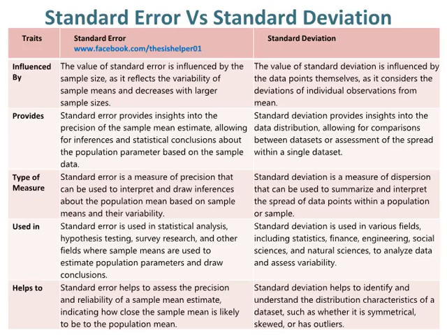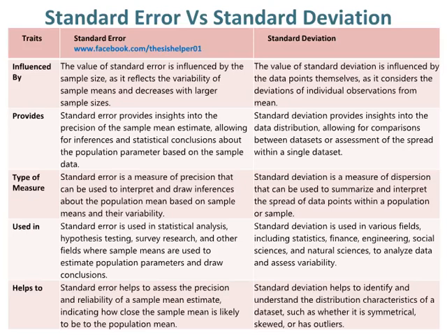Standard error is used in statistical analysis, hypothesis testing, survey research, and other fields where sample means are used to estimate population parameters and draw conclusions. Whereas, standard deviation is used in various fields, including statistics, finance, engineering, social sciences, and natural sciences, to analyze data and assess variability.